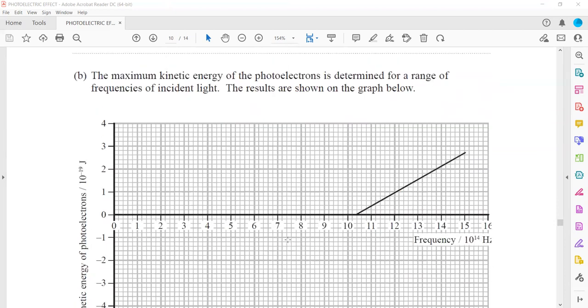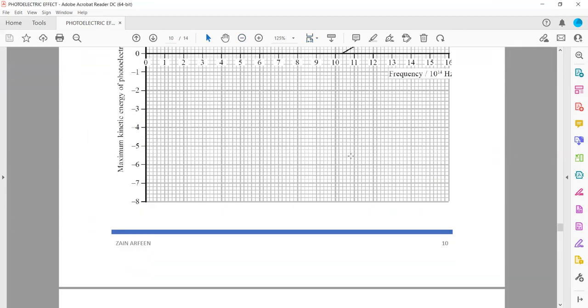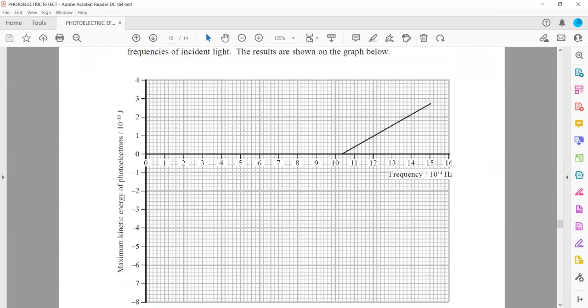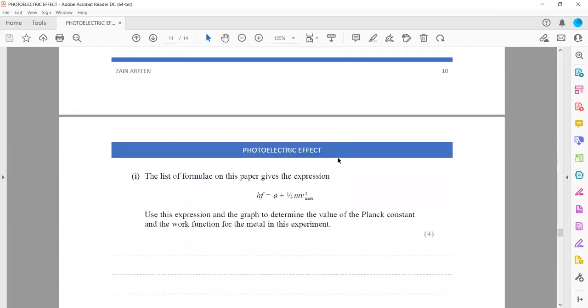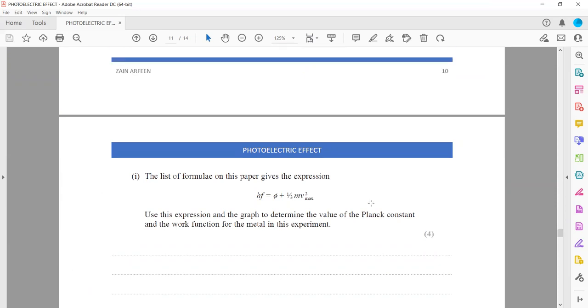The next question: the maximum kinetic energy of a photoelectron is determined for a range of different frequencies, and you can see the maximum kinetic energy graph there. The list of formulae on this paper gives this expression: hf equals work function plus half mv squared. Use this expression and the graph to determine the value of the Planck's constant and the work function.